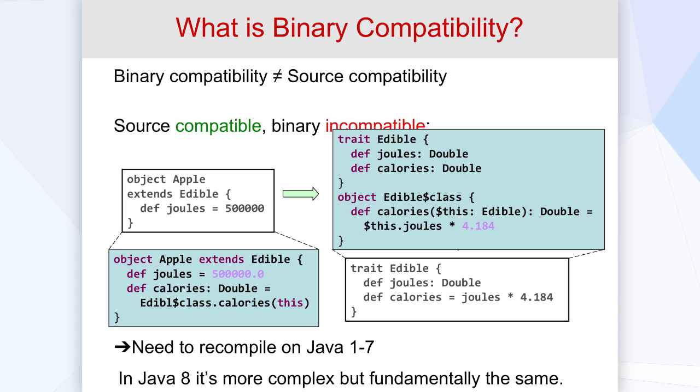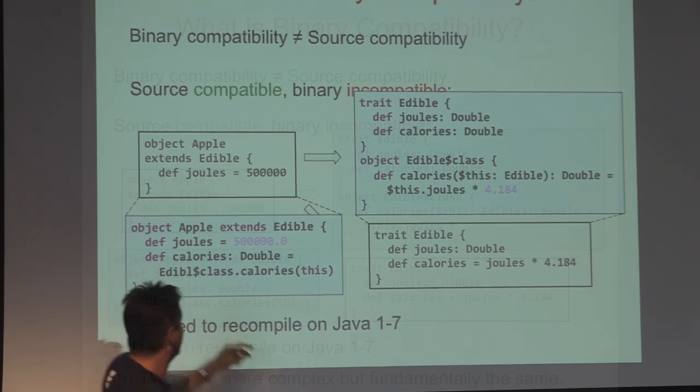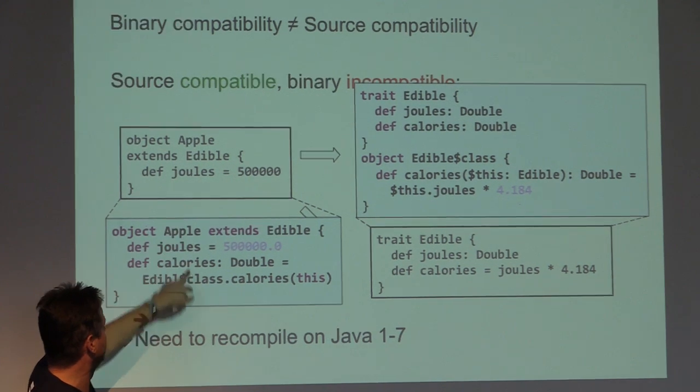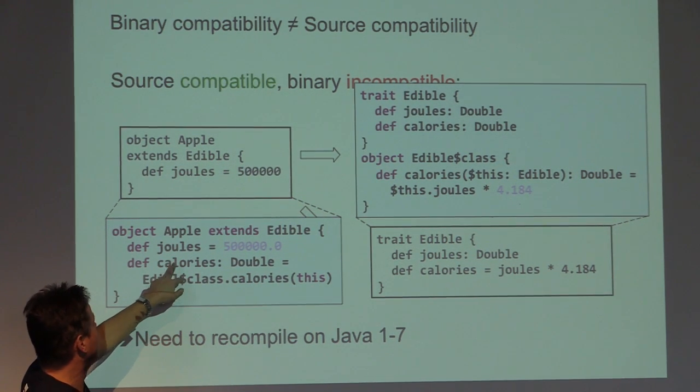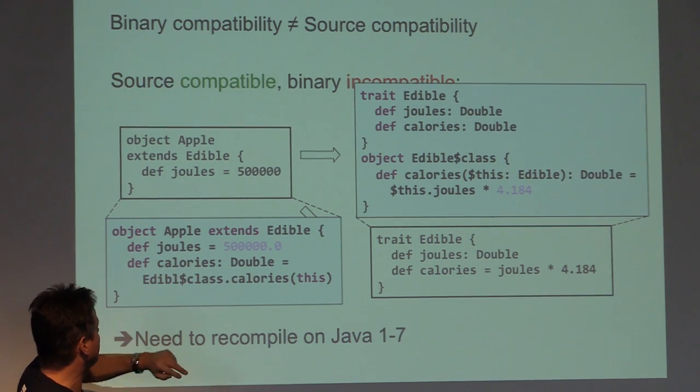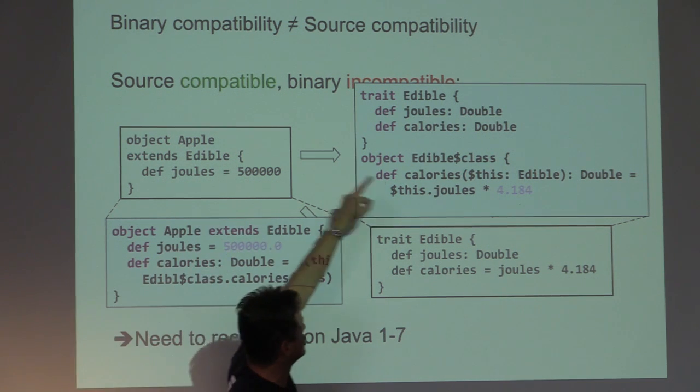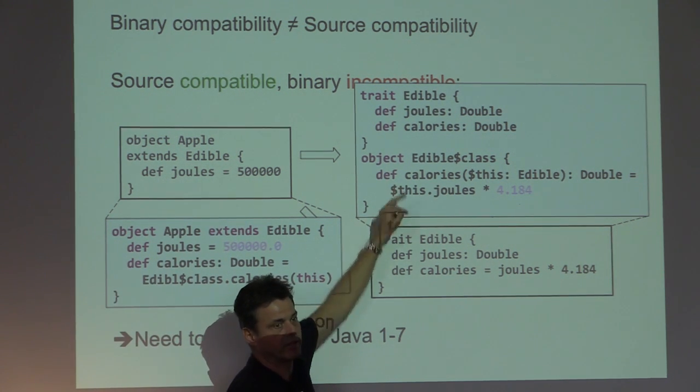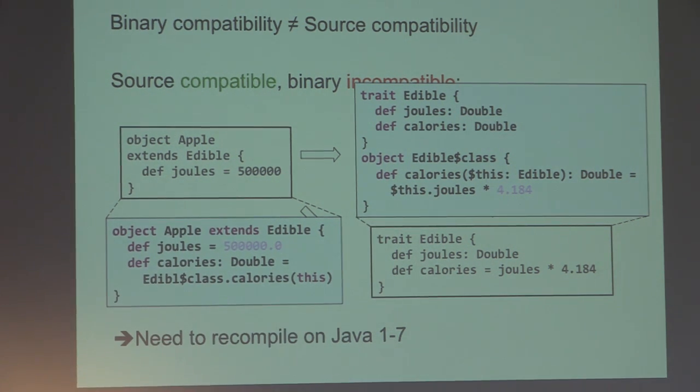Now on the client side, what we need to do for this Apple, we have to look at the trait and say, well, what concrete methods does it have? That's the calories one. We have to install a forwarder in the Apple object that says, well, if you call calories on the Apple object, then what you really should do, you should go and call this static method in the Edible class. So that's the implementation of essentially concrete methods in traits in Scala.